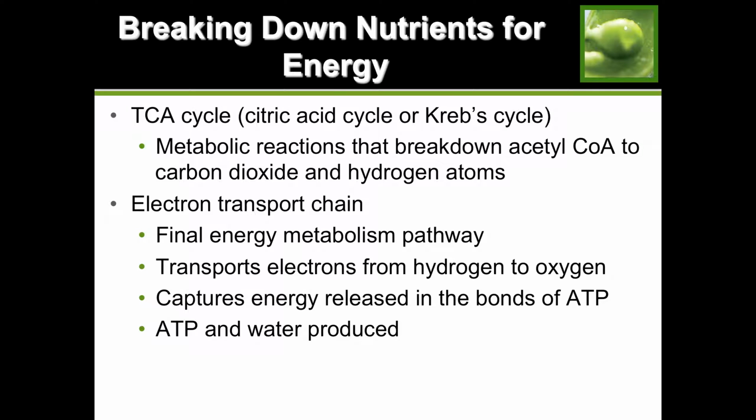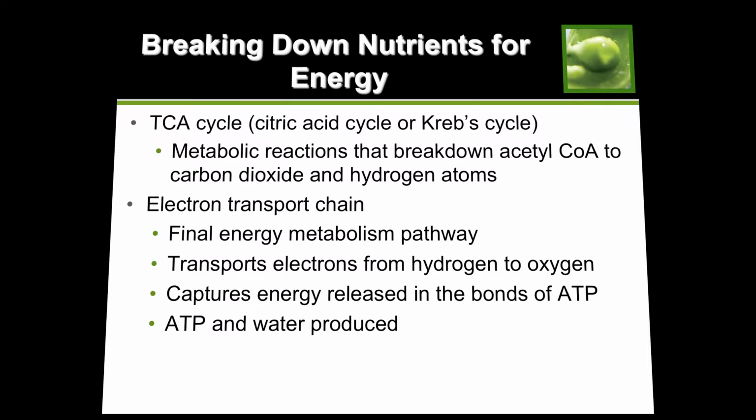Then you have your energy cycle, your TCA cycle. Other names for it are citric acid cycle or Krebs cycle. So metabolic reactions that break down acetyl-CoA to carbon dioxide and hydrogen atoms. This happens all in your TCA cycle. Then after that, you get your electron transport chain. This is the final energy metabolism pathway. Transports electrons from hydrogen to oxygen. It captures energy released in the bonds of ATP, and it produces ATP and water. So we're going to go into detail in all of this.